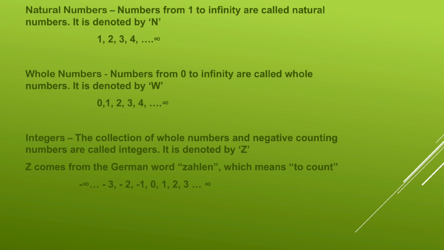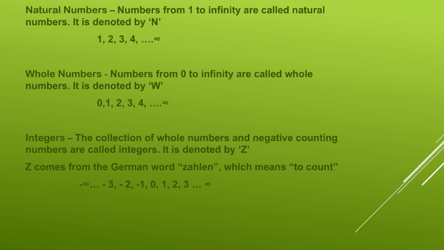by the alphabet N. If you put 0 before the natural numbers, meaning the numbers start from 0, 1, 2, 3 and go till infinity, they are called whole numbers. That is represented by the alphabet W.